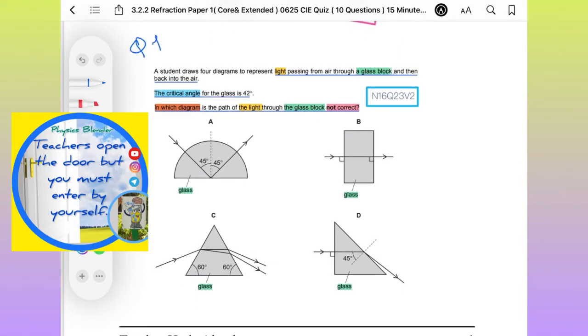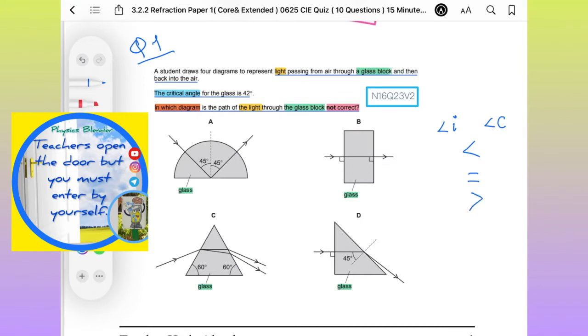Question number 1. A student draws 4 diagrams to represent light passing from air through a glass block and back into air. So the light ray will enter the glass block and then emerge in air. The critical angle for this glass is 42. It's very important to know the critical angle because, as we said before, you have to compare the relation between the angle of incidence and the critical angle.